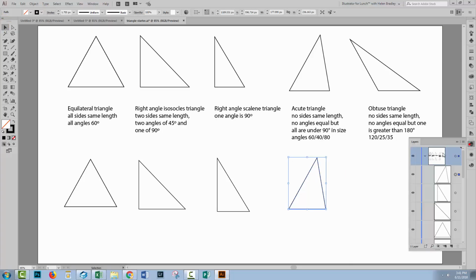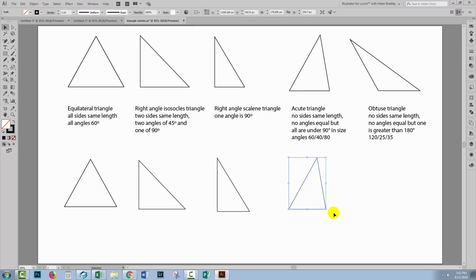And if we check in the layers palette, that's what we'll see. We've got a triangle here. We could flip its fill and stroke. You can see that it's no longer lines. It is actually a closed shape. So let's just make this 2 pixels too.